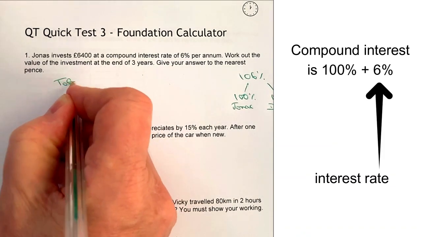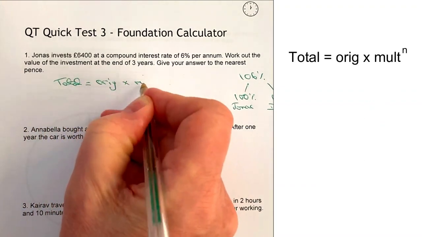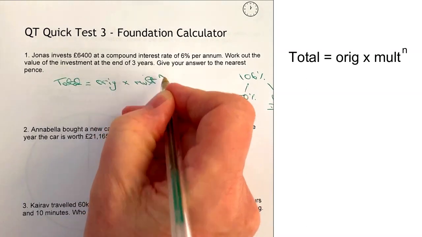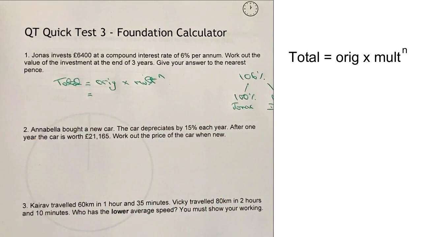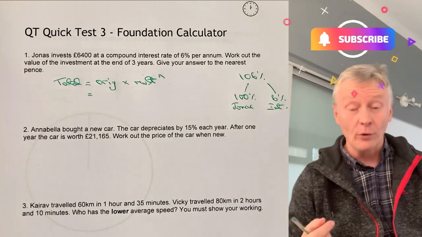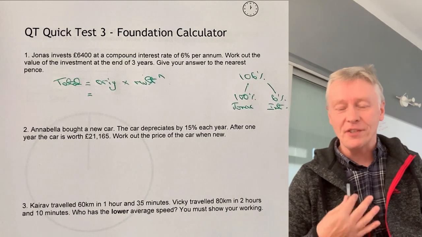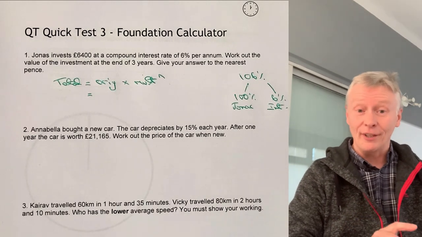So the way that we would work this out is we would say it's the same as saying total equals original times multiplier to the power of n, and that's the formula. Now, if you're not sure about that formula, if you have a look at the website, there are lots of examples of compound interest type questions. Please do have a go at downloading those.